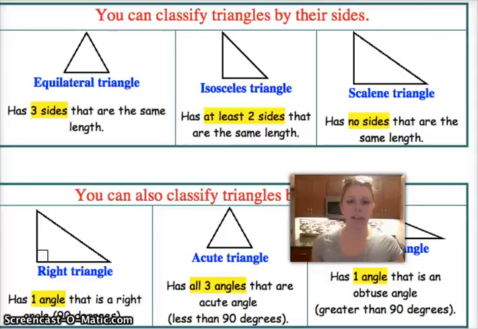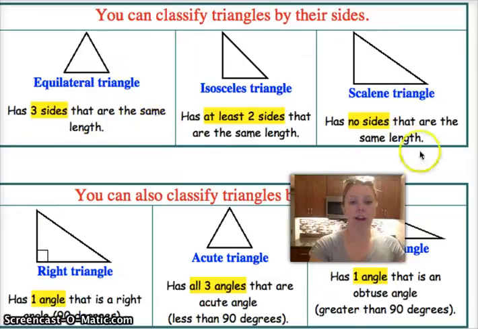Hi boys and girls, today you will learn how to classify triangles. Classifying triangles is similar to classifying quadrilaterals, where we're going to look at a triangle and decide what the name of this triangle is based on two different attributes, its sides and its angles. The first one that we're going to talk about is its sides. You can consider a triangle to be an equilateral triangle, an isosceles triangle, or a scalene triangle.